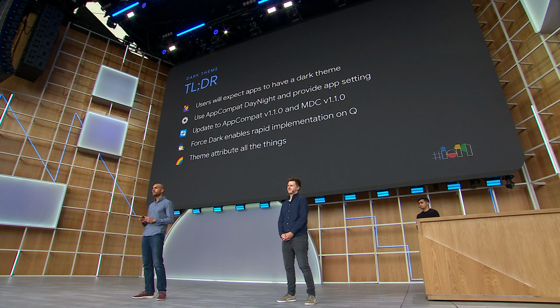Consider ForceDark as something to help you rapidly adopt a dark theme, and maybe use it as a migration tool so you can enable it for certain activities and then roll out custom themes gradually. And theme attribute all the things. Don't think about being hard-coded in a single configuration, a single color scheme. Be very flexible. Whenever you see a hard-coded color or a color resource with only a single version, see that as a red flag.